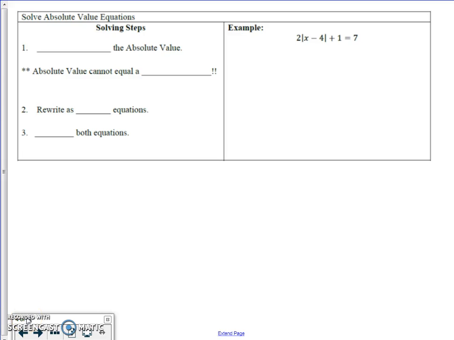All right, now that you've worked on some examples of graphing absolute value equations, let's go ahead and solve some absolute value equations. First thing we're going to do is go through our solving steps. The first thing that we have to do is isolate the absolute value function. Our absolute value cannot equal a negative value. We're going to rewrite as two equations, and then we need to solve both equations.